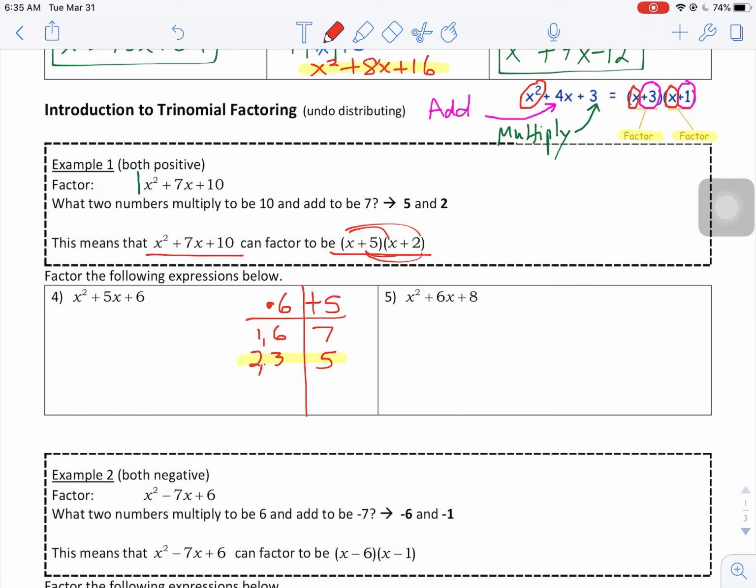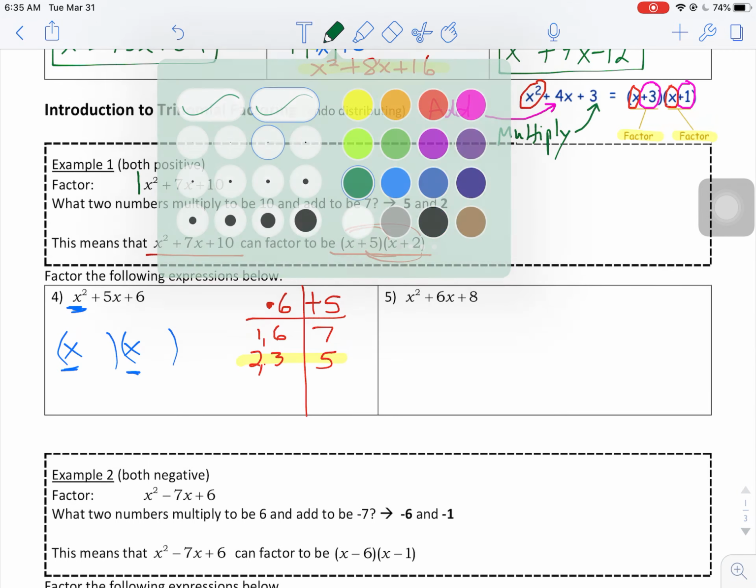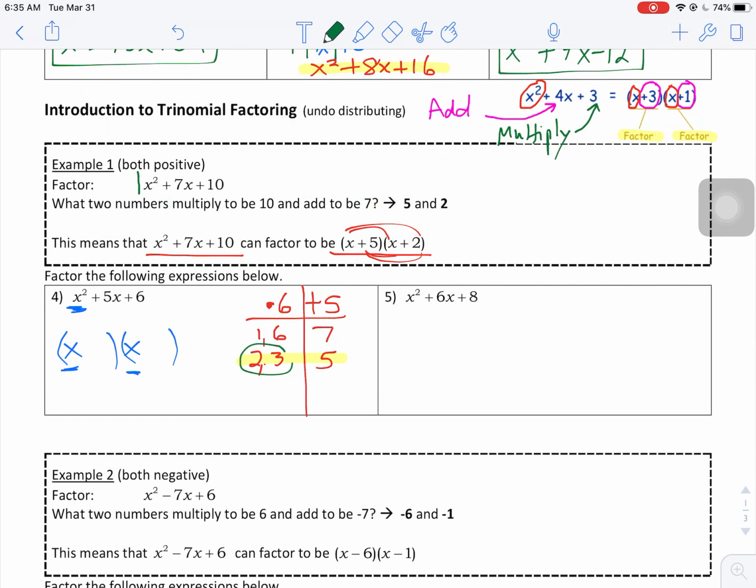So then over off to the left-hand side is where I get ready to write my answer. When I'm doing basic trinomial factoring, my answer always has the two sets of parentheses. This x squared is getting split into x times x, because x times x is x squared. So that's where those two blue x's come from. Then I'm using the two numbers I found over here, the 2 and the 3, and I just put 1 in each set of parentheses.